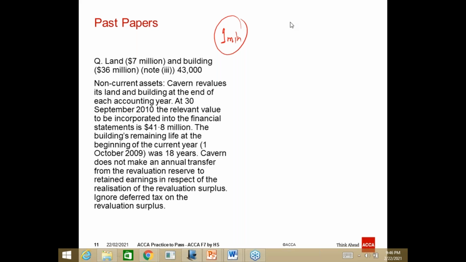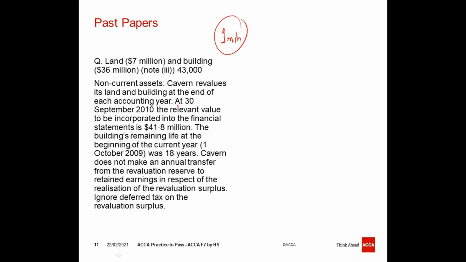Yes, is it done? Now this question is about the revaluation done at the end of the year, because the year end is 30th September, and the market value is now 41.8 million. So we have the land having a value of 7,000 and the building having a value of 36,000.